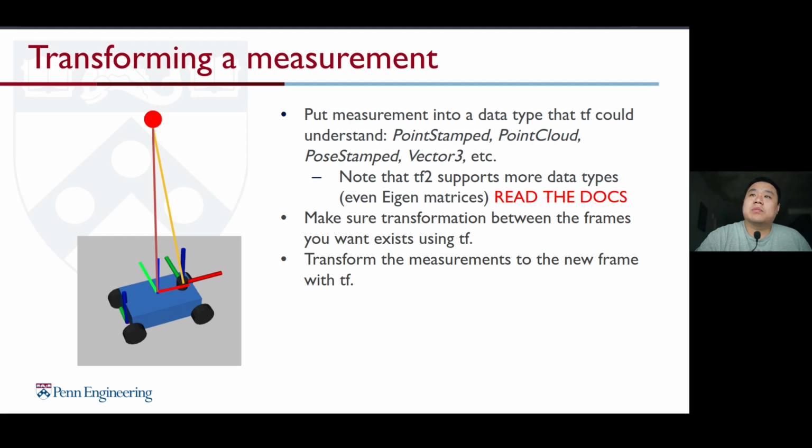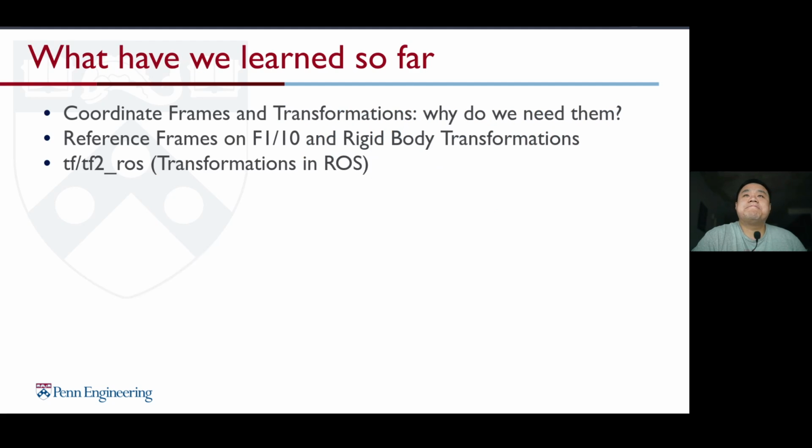Then you want to make sure the transformation between the frames that you want exists in TF. For example, with the TF tree we've mentioned before, you want to make sure the new frame you added is in the tree. And lastly, once you've put the measurement into a data type that TF can understand, you can transform the measurement to the new frame with TF using the methods that we mentioned before.